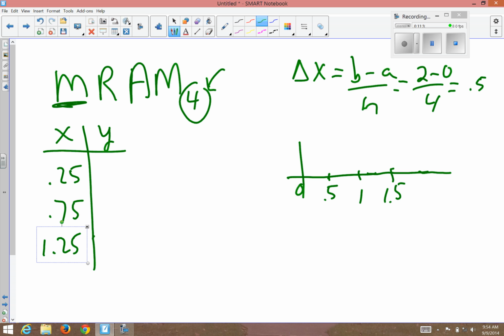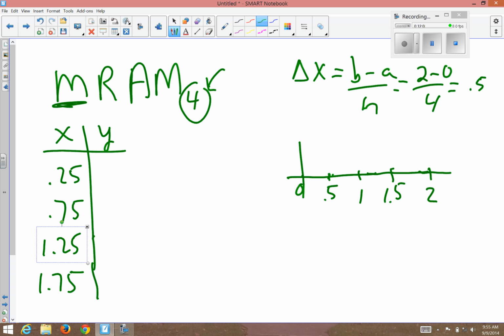The same intervals as the first part, the RRAM. The last interval is from 1.5 to 2. What number is exactly the middle between 1.5 and 2? That would be 1.75. By the way, you get these numbers by adding the endpoints of each subinterval and dividing by 2. Add 1.5 and 2 and divide by 2. That's how we get these x's.